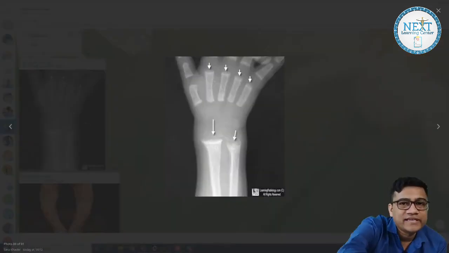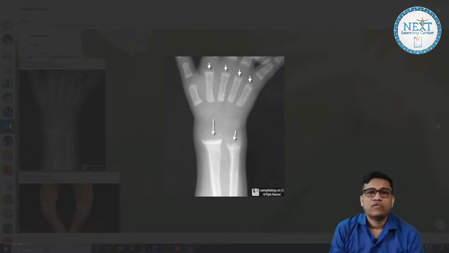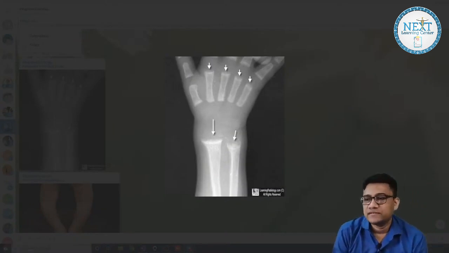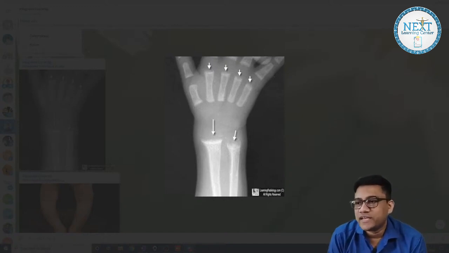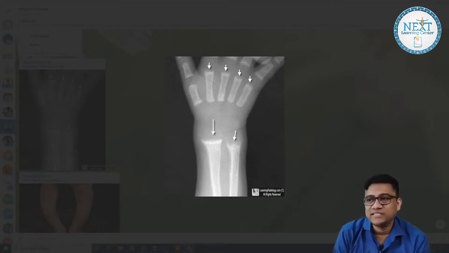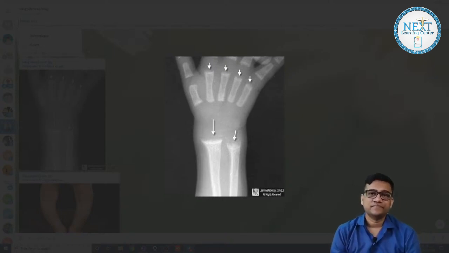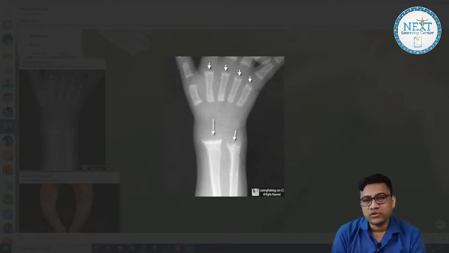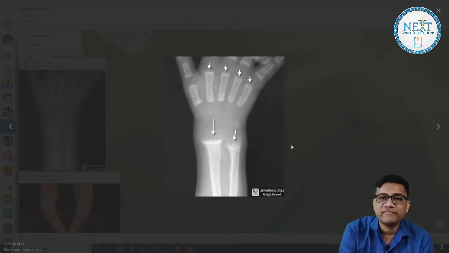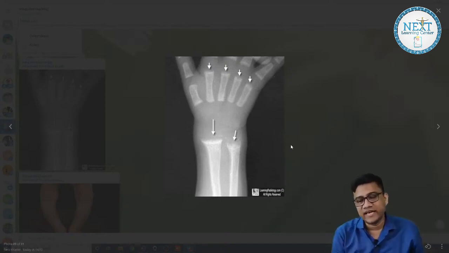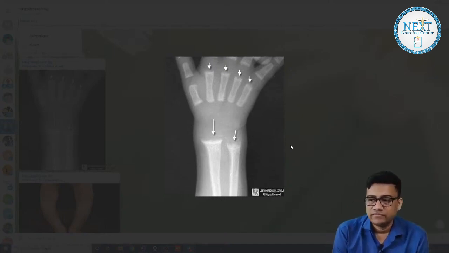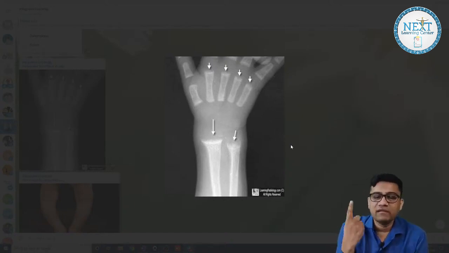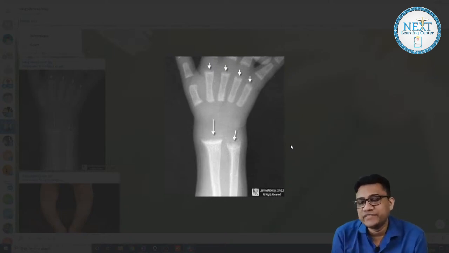What is this X-ray showing? What do you see? Findings and the disease name. You can see widening. Yes, epiphyses have widened, very good. And there is a cupping defect, and fraying. Yes, it is rickets, very good. So we are seeing cupping, fraying, and epiphyseal widening.